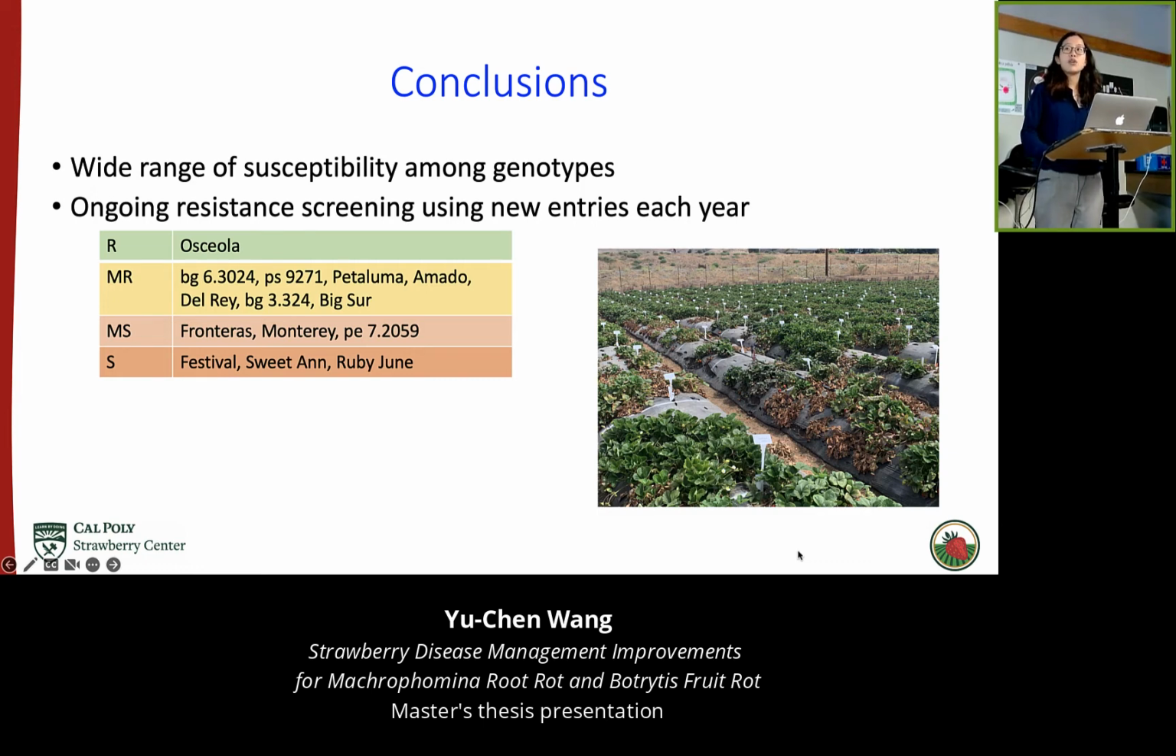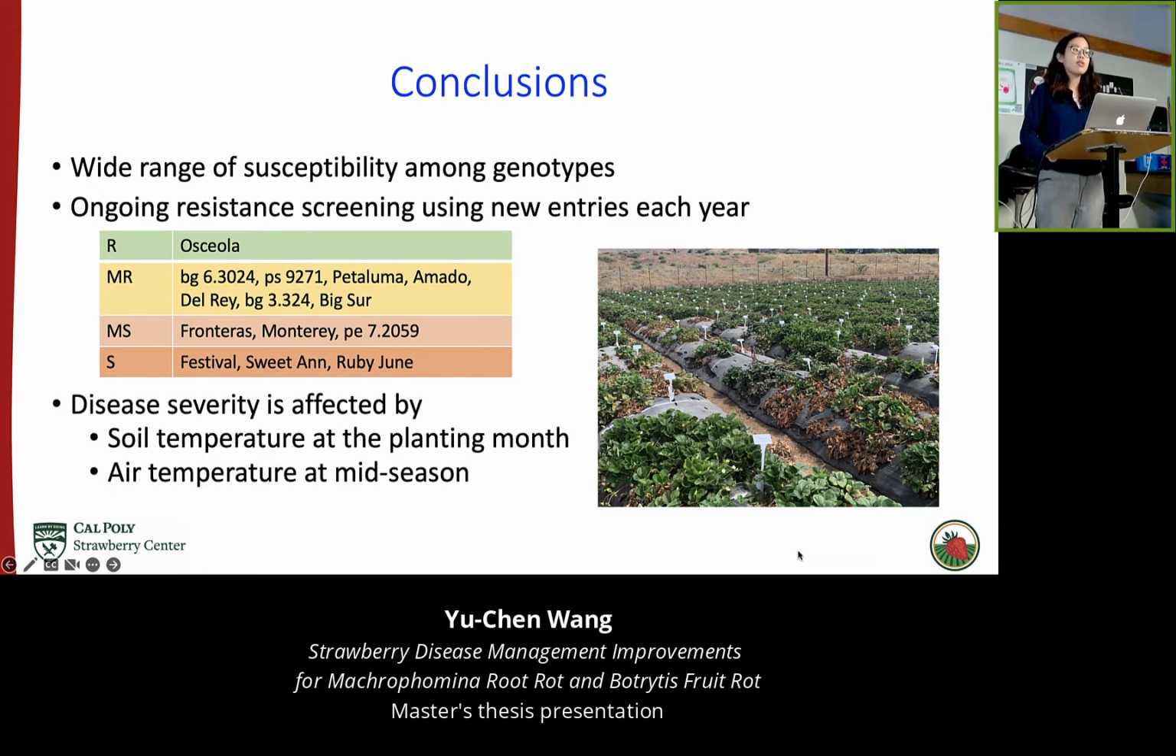Another aspect is our better understanding of the biology of the disease. The disease is affected by the soil temperature of the planting months and the air temperature at mid-season. So in a year with warmer temperatures, we might see the disease become more severe, and in a cooler year, we might see the disease be less severe.